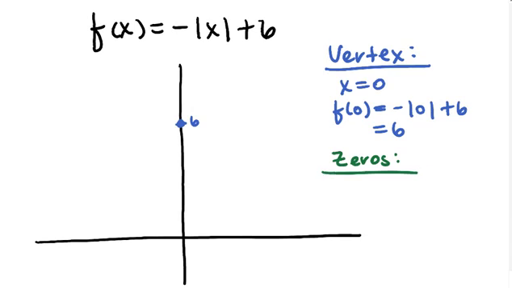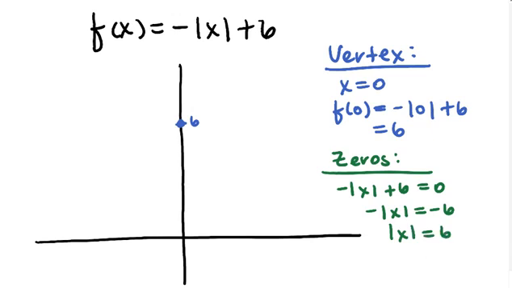Okay, and I'm interested in where the x-intercepts, the zeros, are, so I'm going to set y equal to 0. So I need f of x equals 0. So negative absolute value of x plus 6 equals 0. That means negative absolute value of x equals negative 6, or absolute value of x equals 6. And from a couple of times ago, we know how to solve that equation. That's true either when x is 6 or when x is negative 6. Okay, so I plot those points and I connect the dots.